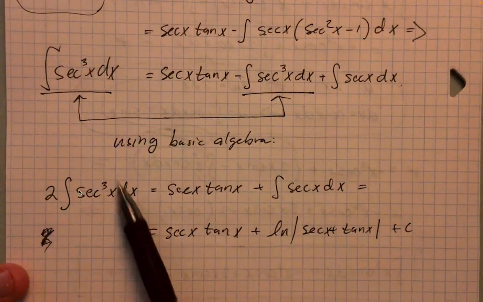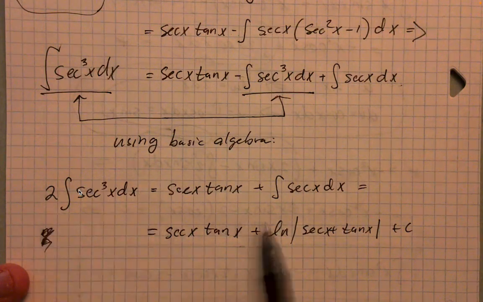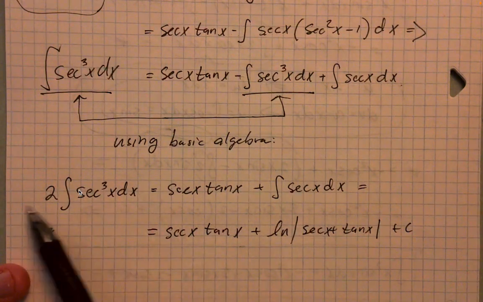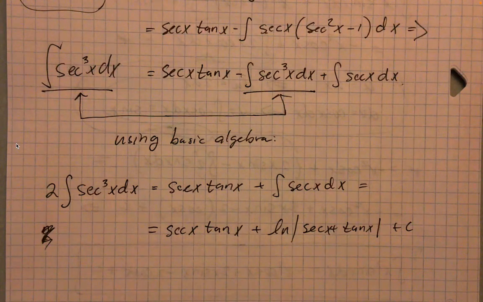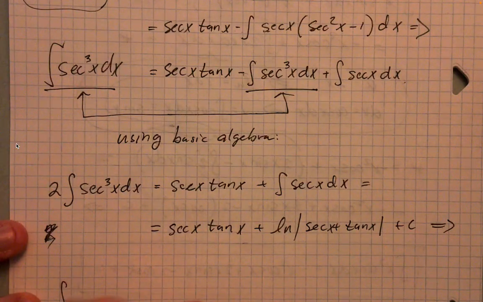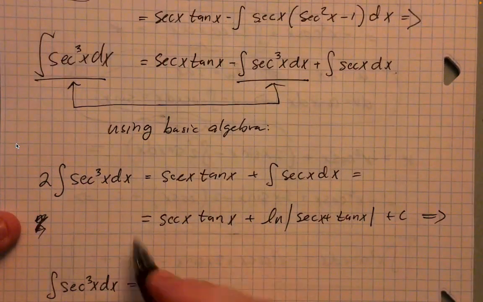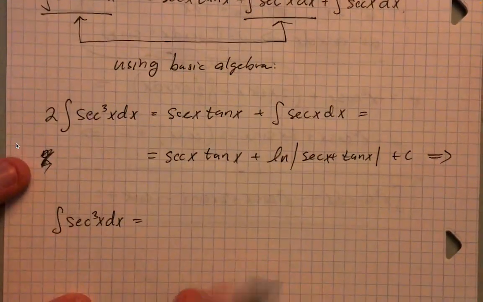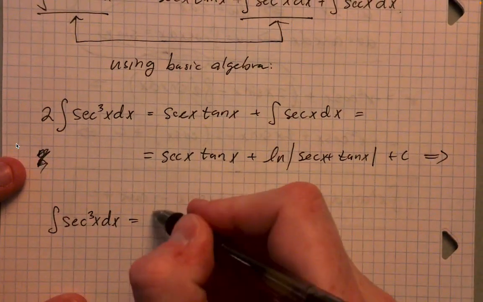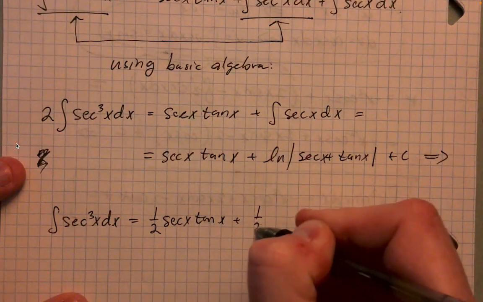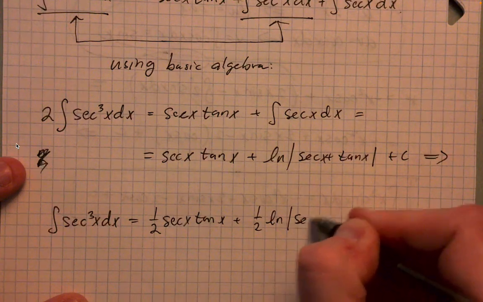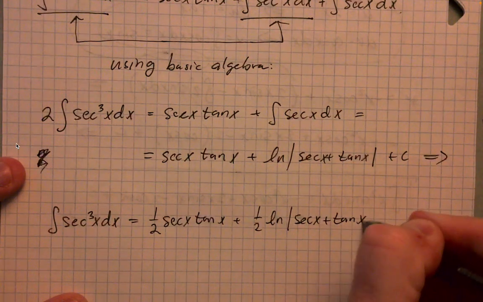Because I want to know what the integral of secant cubed x dx is, but I know what 2 times that integral is, right? This over here is 2 times the integral of secant cubed x dx. So can I just divide both sides by 2? Sure. Yep. That's what I'll do, right? We'll divide both sides by 2, and that gets us to the finish line. Right, so that means this whole thing divided by 2 is equal to our starting integral, our target integral. Right, so it'd be 1/2 secant x tangent x plus 1/2 natural log of secant x plus tangent x.